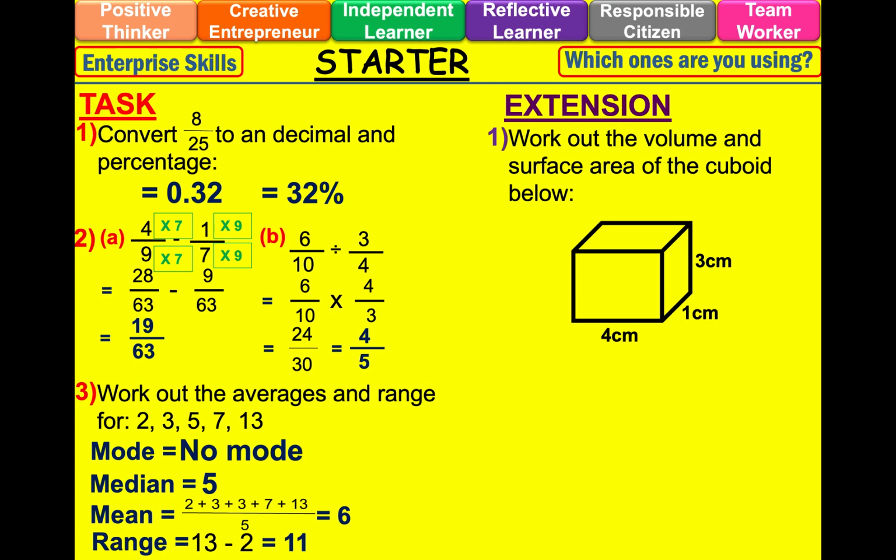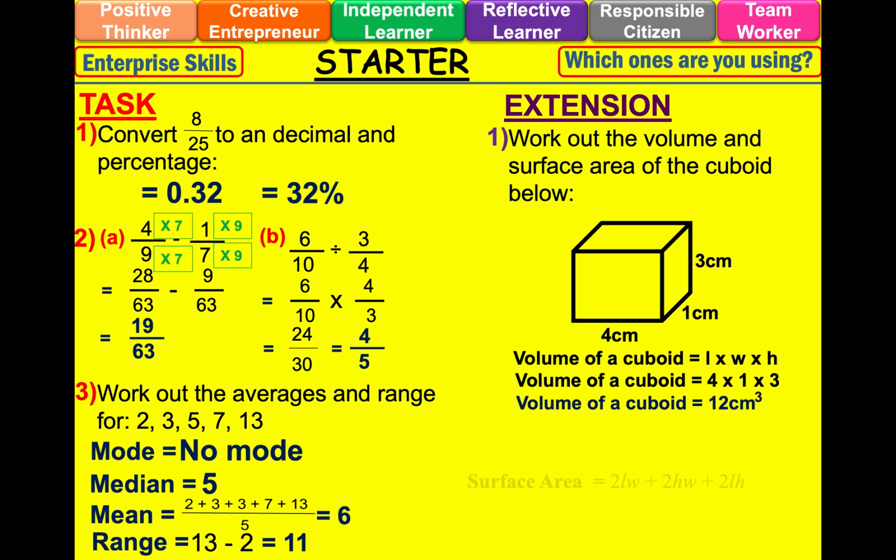Can you please attempt this in your book? And when you come back into school, it would be good to see that you've attempted these questions. Then we can evidence your progress.